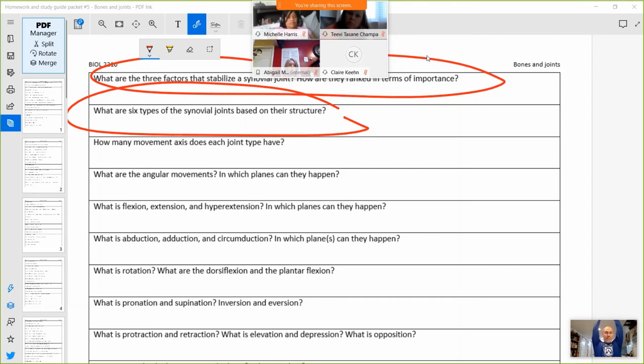Specific movements in the coronal plane. Abduction, adduction. I remove it from the body, I abduct it, and I add it to the body, I adduct. Circumduction. Can you see my arm? Circumduction. Rotation. Also, you can do it in a shoulder. I rotate my shoulder. There is some limited rotation in the shoulder.